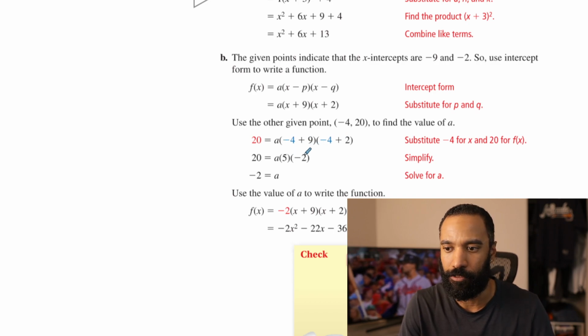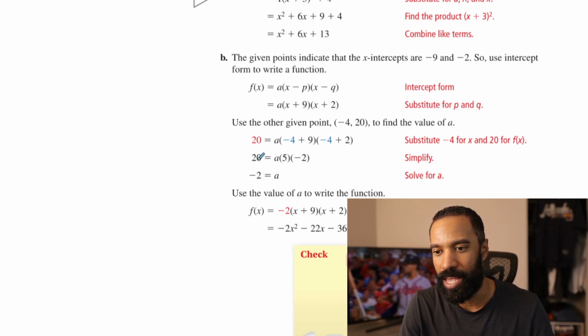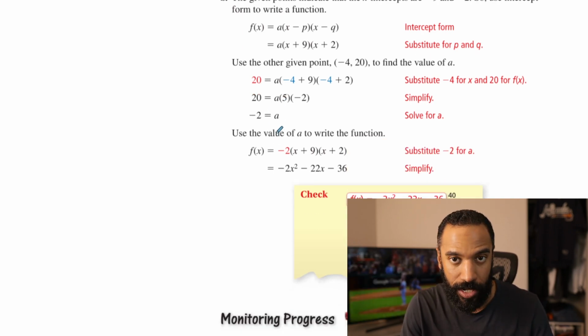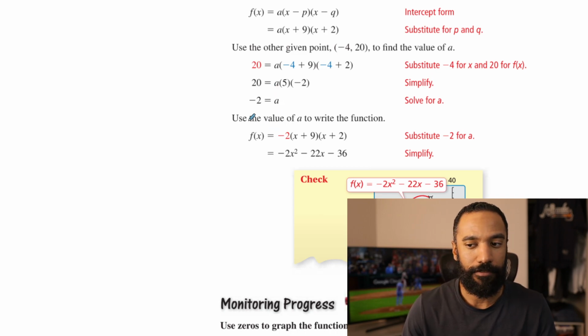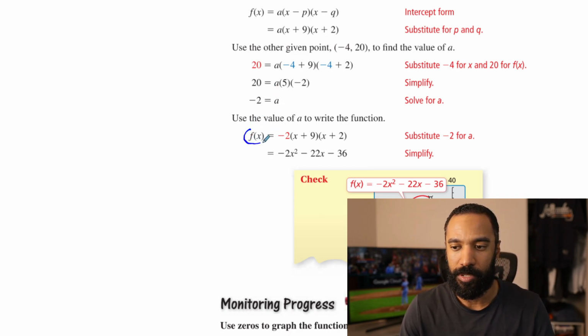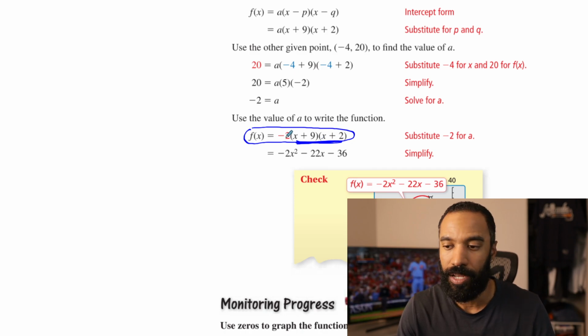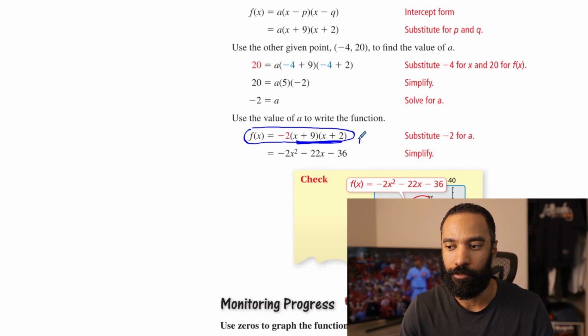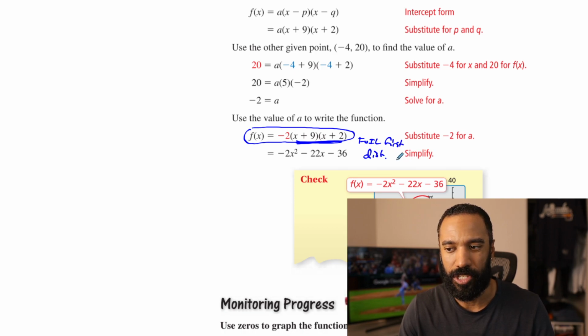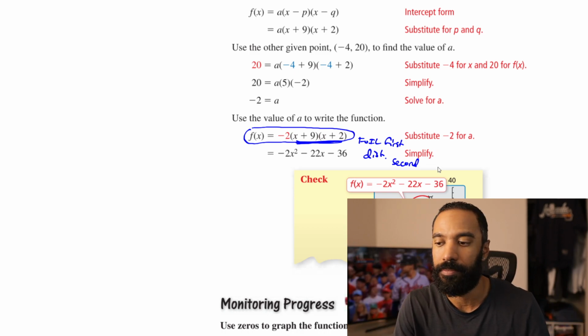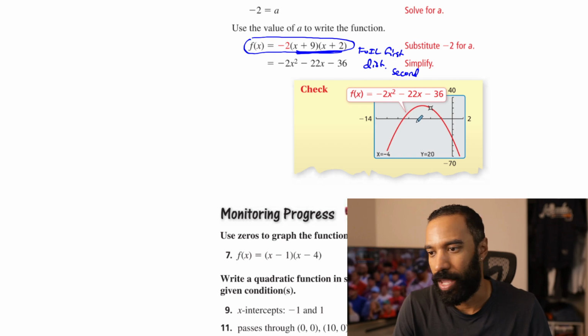Negative 4 plus 9 is 5, negative 4 plus 2 is negative 2, 5 times negative 2 is negative 10, 20 equals negative 10a, divide by negative 10, and a is negative 2. So your equation in standard form, we still have factored form here. Your equation in factored form is negative 2 times x plus 9 times x plus 2, and then you expand things out. You start by foiling this out. We're going to do these in problems together, and then we distribute the negative 2 afterward. Foil first, distribute second. That's just a general rule: if we factor in that direction, then we should foil in the opposite direction, right? And they have a check for the graph.